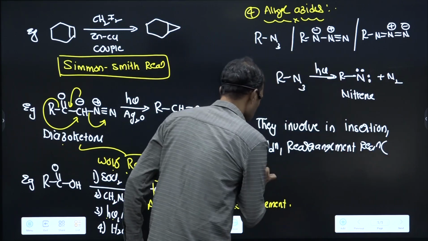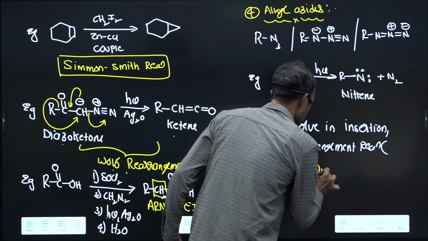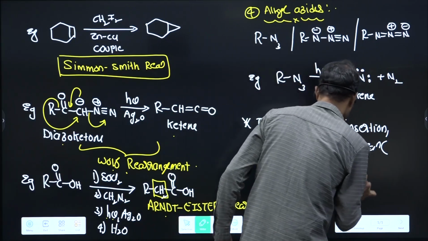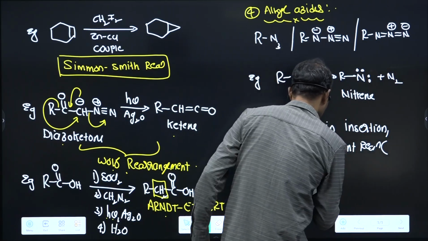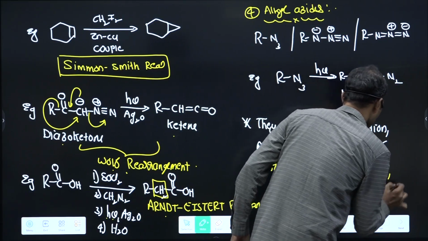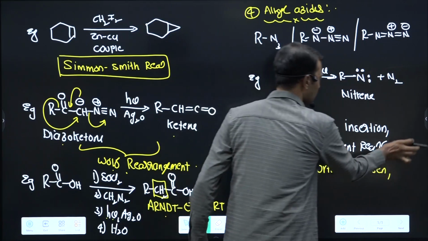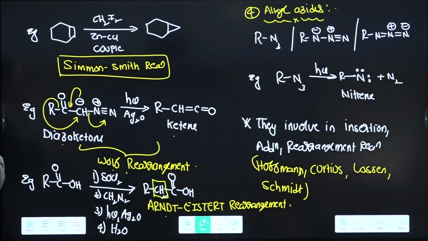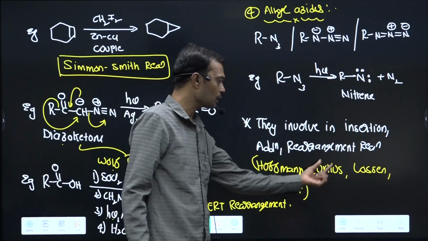So your most common rearrangements are Hofmann rearrangement, Curtius rearrangement, Lossen rearrangement and Schmidt rearrangement. So these are the common nitrogen rearrangements. So you will see in rearrangements, carbon rearrangements are Arndt-Eistert, Wolff, but nitrogen rearrangements are Hofmann, Curtius, Lossen and Schmidt.